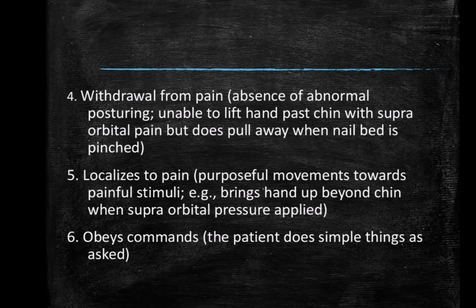Absence of abnormal posturing, for example, unable to lift hand past chin with supraorbital pain but does pull away when nail bed is pinched. Fifth, localizes to pain. Purposeful movements towards painful stimuli, for example, brings hand up beyond chin when supraorbital pressure is applied. And lastly, obeys commands. The patient does simple things as asked.